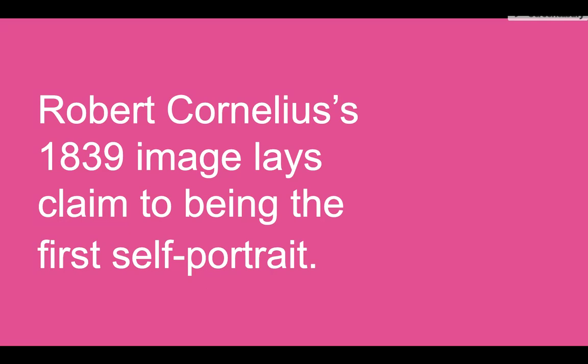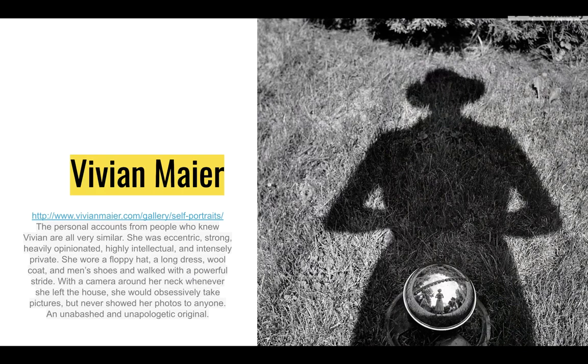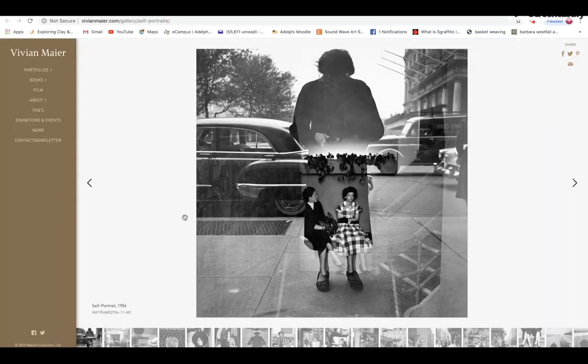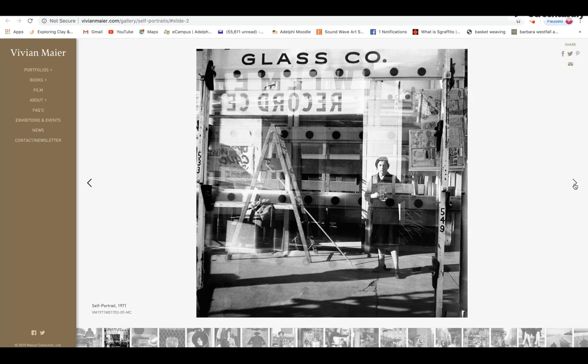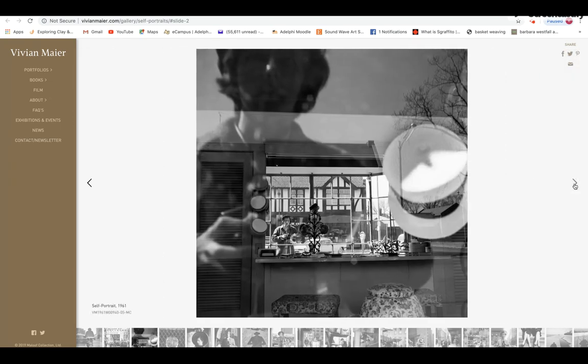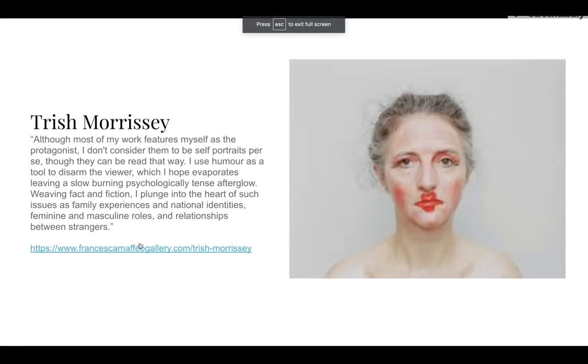I will introduce them to Robert Cornelius's 1839 image that lays claim to being the first self-portrait. We will then examine some famous photographers' self-portraiture. Throughout looking at these different galleries, we will be asking questions about the background. Is it sharp? Is it in focus? Is it blurry? What's included in the photograph? What's omitted? What does the lighting do to the mood of the photograph? And what is the artist trying to say about themselves through their self-portraiture?